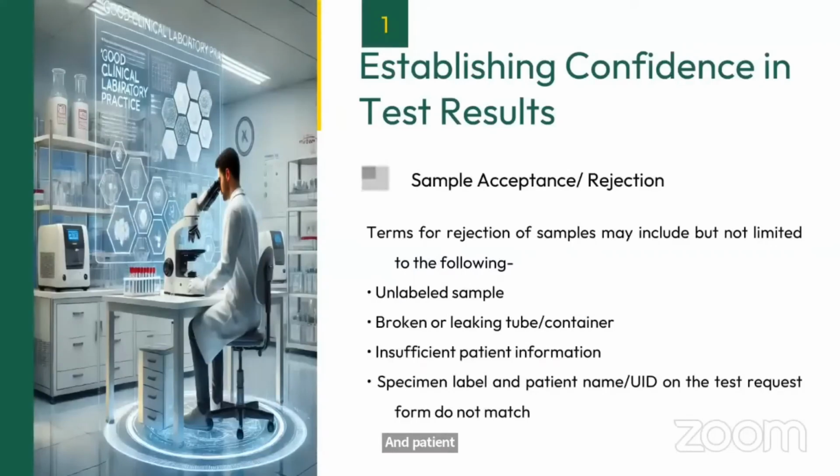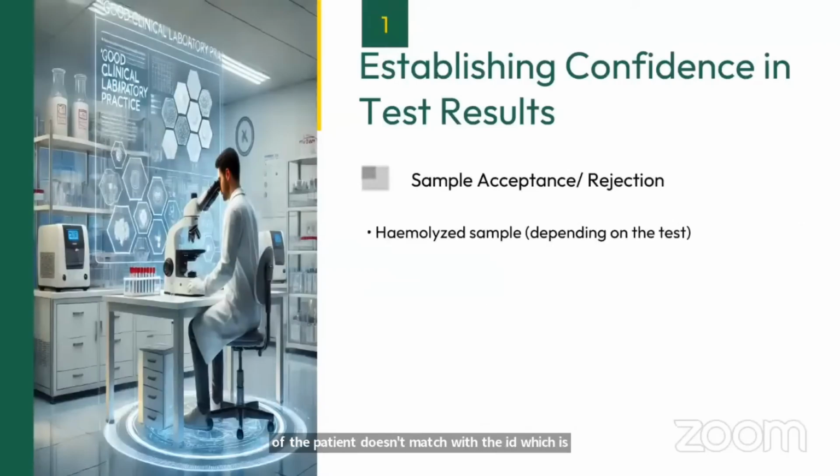So if there is a different name on the sample than on the request form, or the ID of the patient doesn't match with the request form, or the ID doesn't match what is mentioned on the container or the specimen bottle, that can also be one of the rejection criteria.